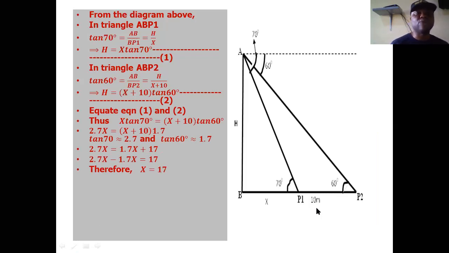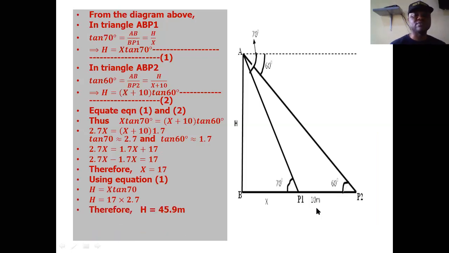Now go to equation 1, or use any of the equations. Substitute X equals 17. H is equal to 17 times tan 70, which is 2.7. So H is equal to 17 times 2.7. Therefore, the height is 45.9 meters. The height of the building is 45.9 meters. Replay this and pause to grab the whole gist in this solution.